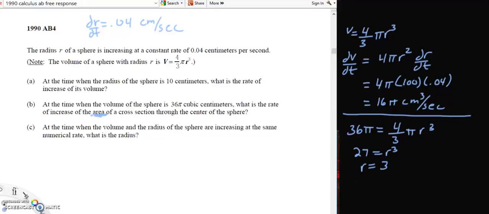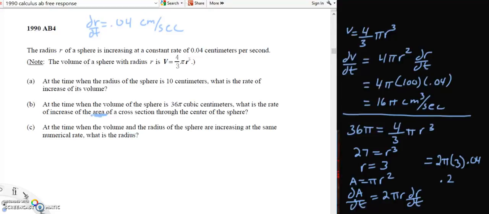Okay, so now we know area of a circle is pi r squared. So now we're going to get dA over dt equals 2 pi r dr dt. And now you could plug in, so you're going to get 2 pi times 3, because that's what we got before, times 0.4. So now you're going to get 6 times that is 0.24 pi centimeters squared per second, because it's area.